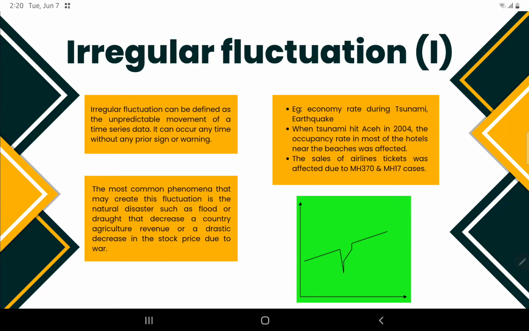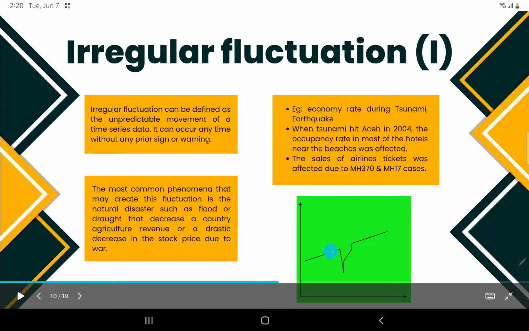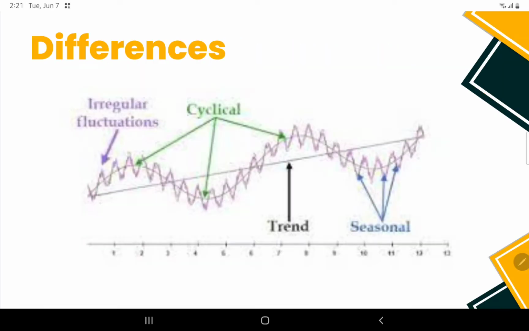Okay, so ini adalah semua unpredictable movement. So kalau dalam graph you all boleh nampak dia turun macam ni. Okay, this is the irregular fluctuation ataupun irregular variation. Okay, so kita boleh nampak kalau kat sini irregular fluctuation, dia akan tiba-tiba naik, tiba-tiba turun. Okay, ini adalah cyclical. Okay, trend biasa macam ni je, trend. Seasonal, dia ikut tahun. Sorry, bukan dia punya trend, dia punya pattern. Okay, pattern dia setiap tahun.